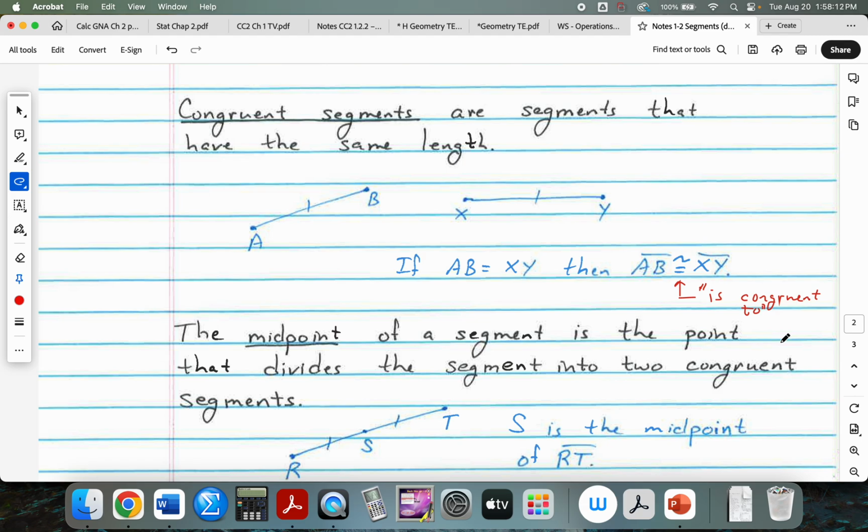And you may be wondering, what's this little slash mark across these? That's how on a diagram we'll mark that those are congruent to one another.